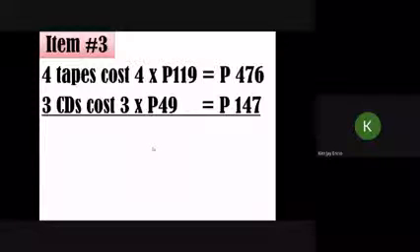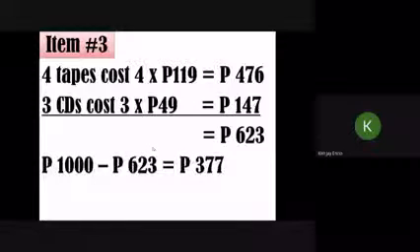So all in all, what is the total cost of all his purchases? You add them, 623 pesos. And since he gave the cashier 2 500 peso notes, he gave the cashier 1,000 pesos, right? And so subtracting the total amount of his purchase gives us 377 pesos. So the correct answer is letter C.